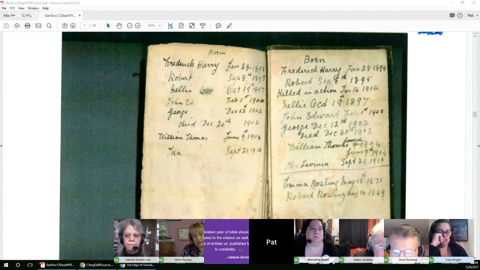So that would have a bearing, because that's part of our evaluating a family Bible. You know, is the handwriting the same? Is the ink the same or not? Do the dates of the events of birth, marriage, and death predate the publication date? That's another clue. It was copied from another source, etc.